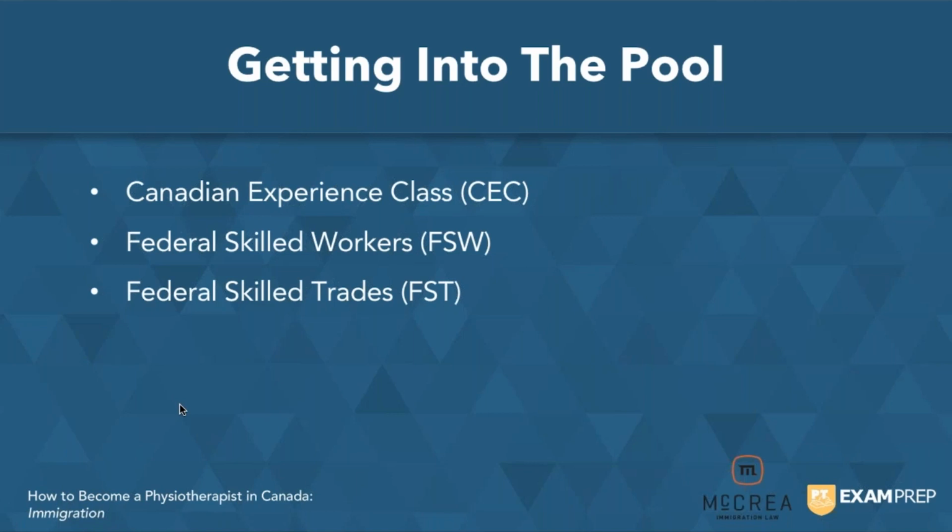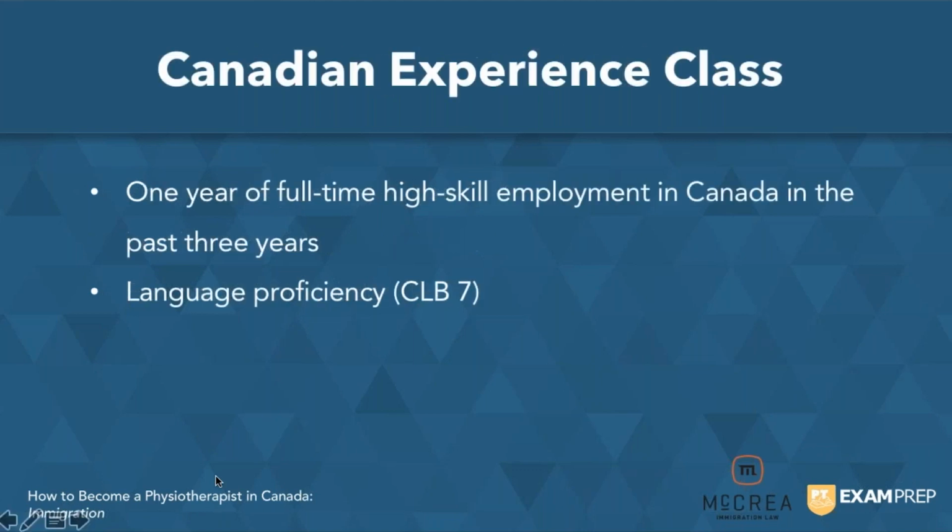So how do we get into the pool? There are 3 different ways into the pool. I'm not going to talk about these in the order that they're here. I'm going to talk about them from least relevant to most relevant. The Federal Skilled Trades program is a tiny program that very few people use. It's designed for the regulated trades like electricians, plumbers, carpenters, people like that. It's not going to apply to most of you, and only about 1% of Express Entry candidates are coming through the Federal Skilled Trades. So it's pretty insignificant.